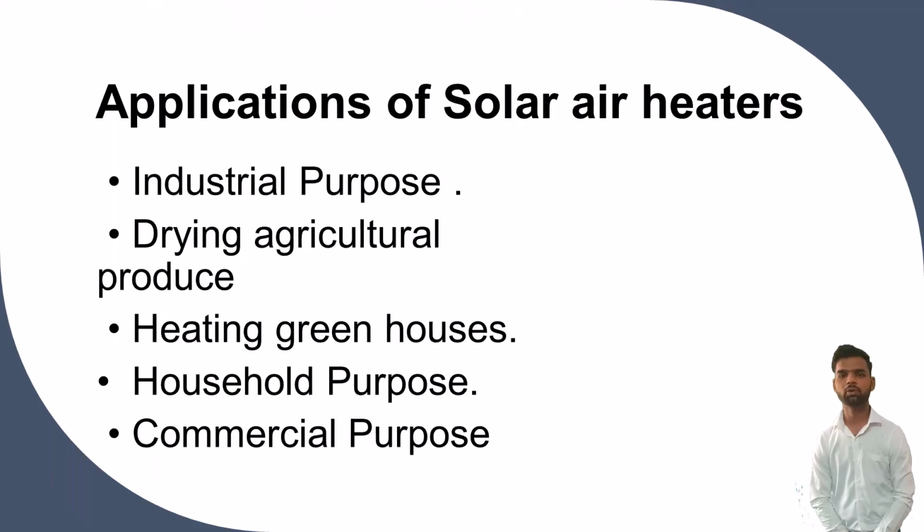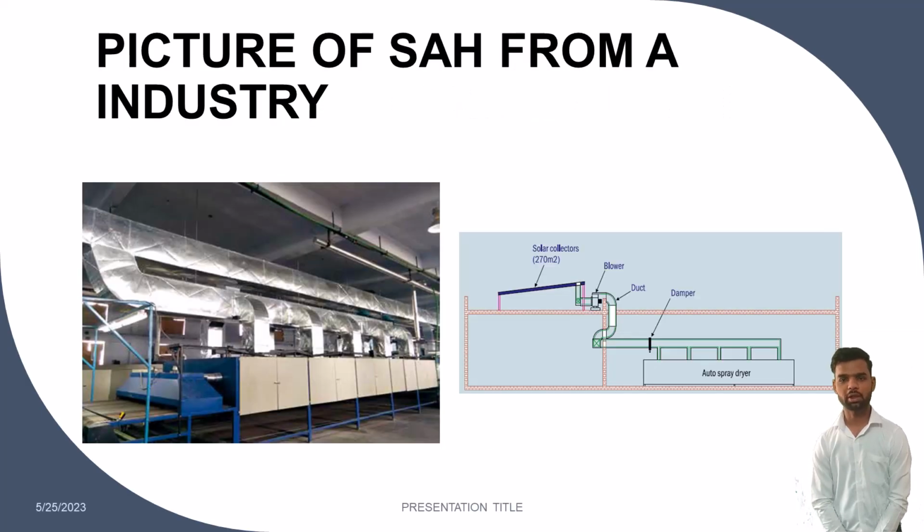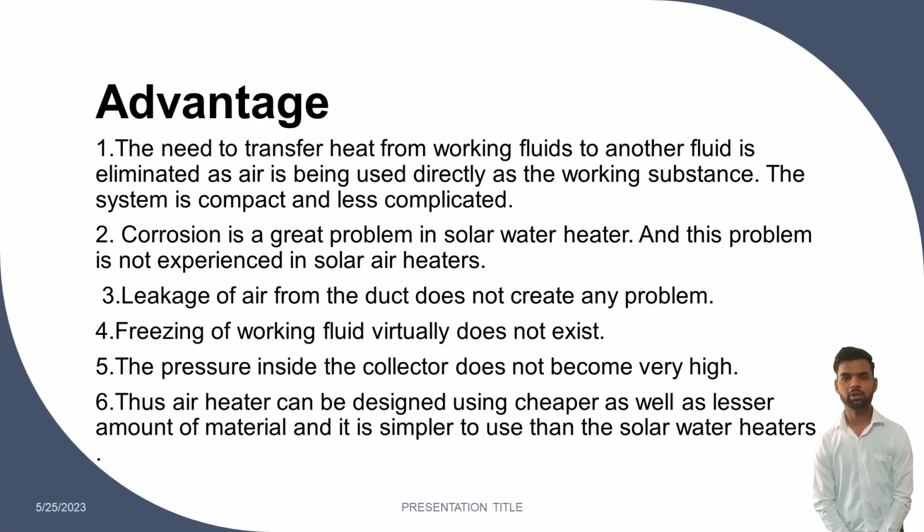Now coming to applications of solar air heater. Number 1, industrial purpose. Number 2, drying agriculture produce. Number 3, heating greenhouses, household purpose, and last, commercial purpose. A picture on the slide is taken from a manufacturing plant where a solar air heater is used with complete setup. Now the advantages: the need to transfer heat from working fluids to other fluids is eliminated, as air is used directly as the working substance.